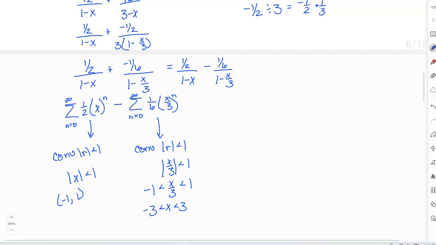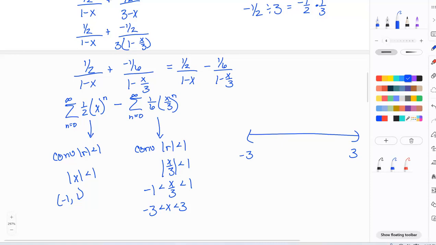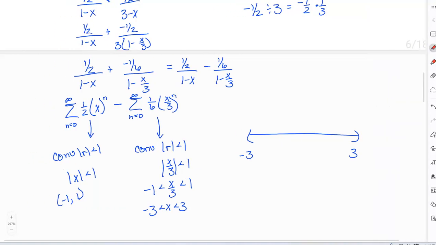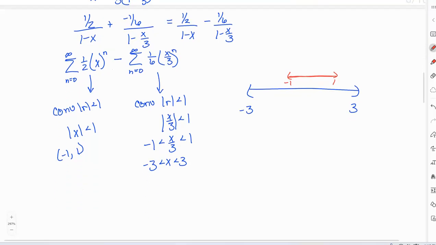And if I'm looking at the difference of those, we have to have that common interval. So if we think about that number line again, here's -3 to 3 for that second series, 1/6 x over 3 to the n, and the interval for that first one, which was 1/2 x to the n, was from -1 to 1. So what do they have in common? They have that area from -1 to 1. So therefore, the difference of those two series converges on -1 to 1.